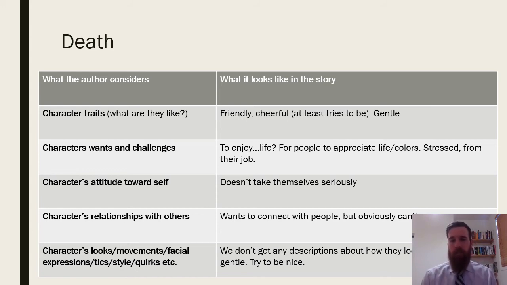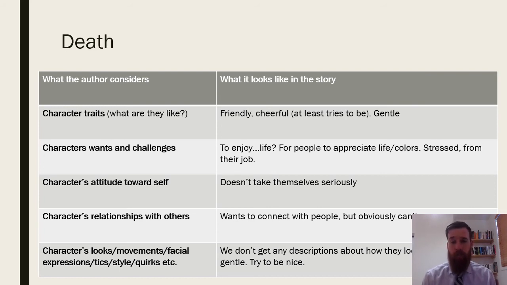And also in the way that Death talks about the colors, it seems like he also wants other people to appreciate those colors. And then for challenges, Death is definitely stressed from their job. Maybe they need a vacation. I don't know how that works for Death. Attitude towards self. Seems like Death doesn't take himself very seriously, like trying to put, I don't know, a little bit of levity or calm to this, what can be a very stressful job.